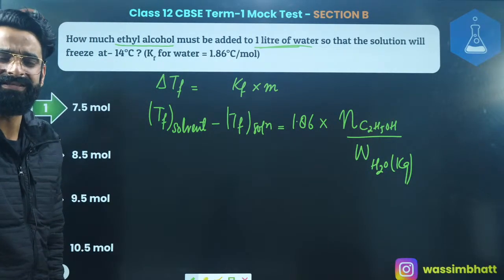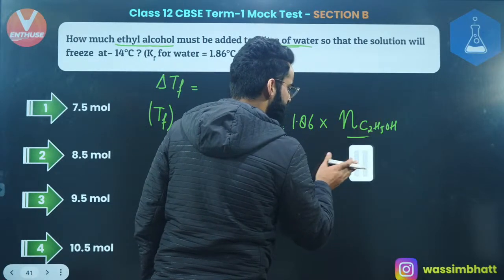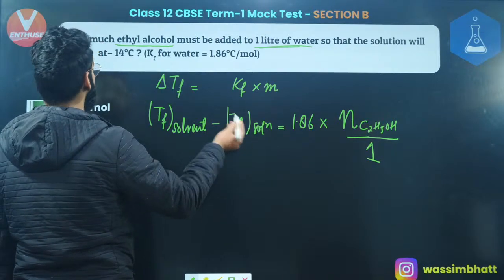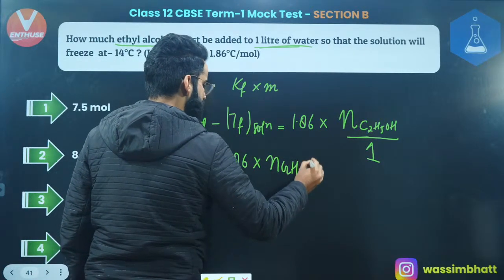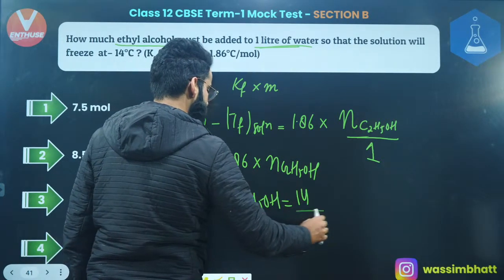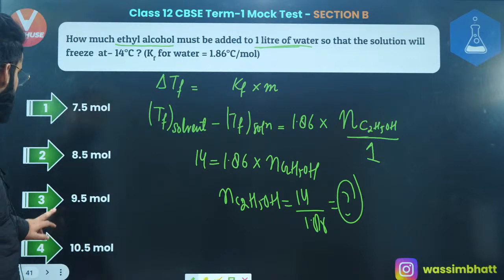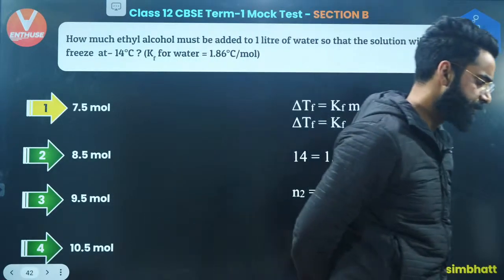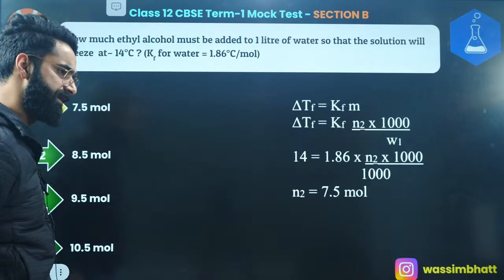So what is going to be its mass? Its mass is going to be 1 kilogram. As simple as that. So instead of mass of water, I'll be writing 1. First of all, freezing point of the solvent, freezing point of water is 0. 0 minus minus 14 comes out to be 14, is equal to 1.86 multiplied by number of moles of C2H5OH. Just solve it, get the moles of C2H5OH which you have added, right? It's going to be equal to 14 divided by 1.86. Just solve it, that's going to be your answer. Right, people? So what is the answer which you guys are getting from here? Finally, the answer is going to be 7.5. Perfect, guys. A very, very simple question this was, and you have solved it properly.